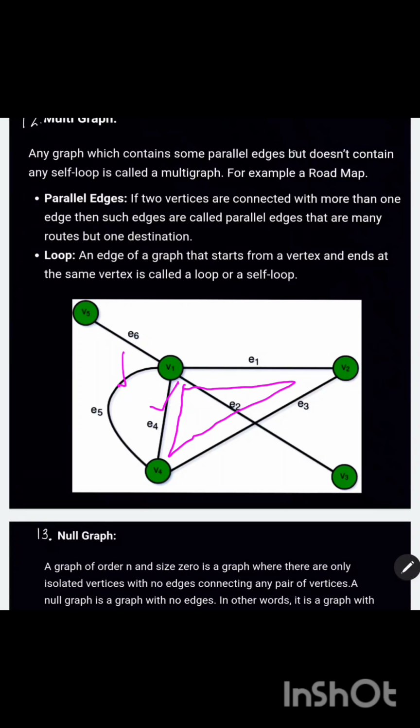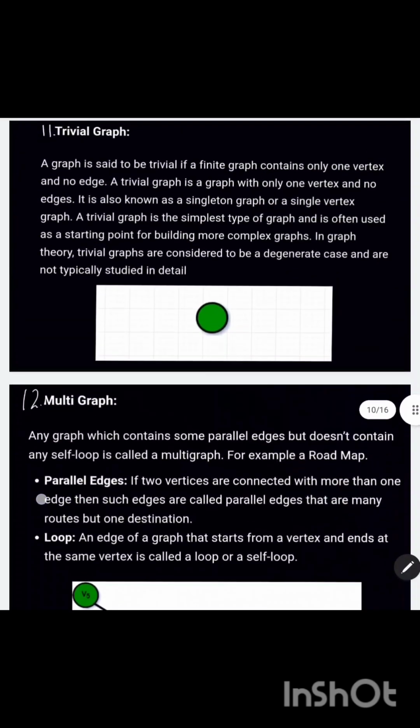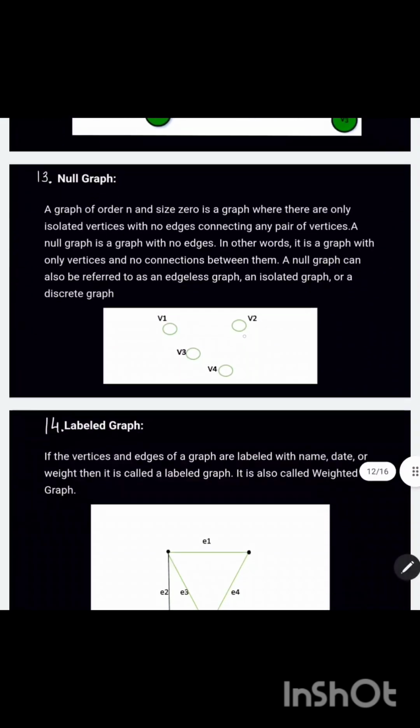Next we talk about the null graph. It is similar to a trivial graph, but a trivial graph has only one vertex, whereas a null graph has more than one vertex and no edges. So isolated vertices without any edges. A null graph can be referred to as an edgeless graph, an isolated graph, or a discrete graph. So more than one vertex, 6 vertices for example, is possible with no edges. So a trivial graph is also a null graph, whereas a null graph can have more than one vertex without any edges, whereas a trivial graph has only one vertex.